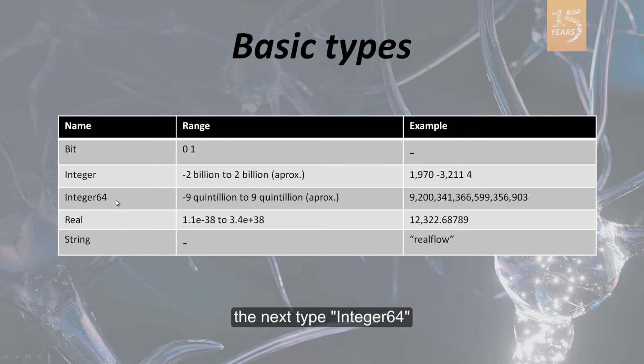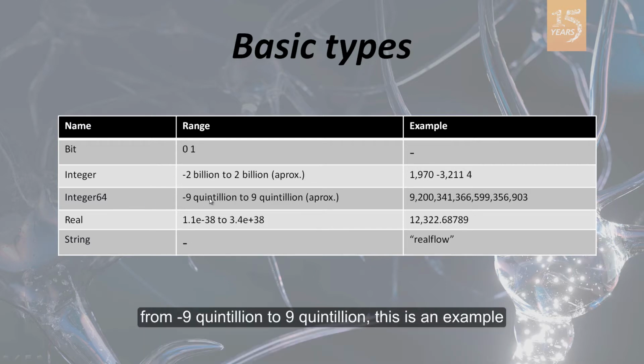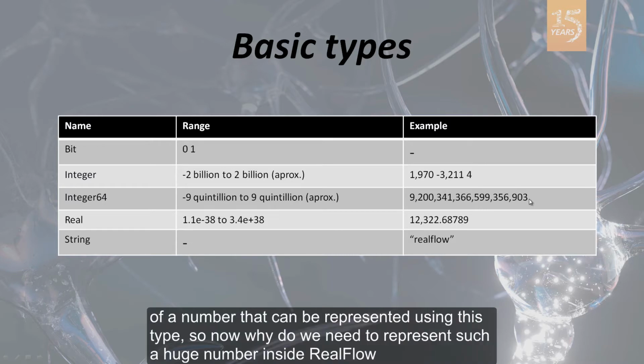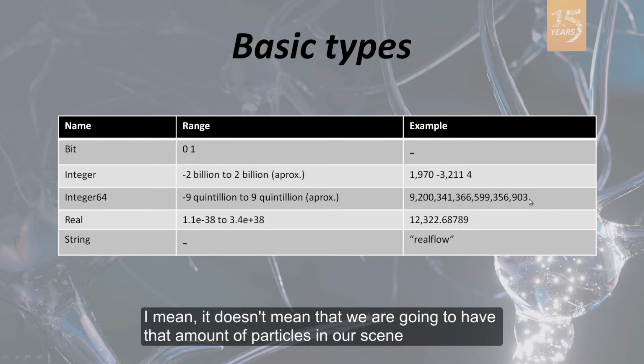The next type, integer 64, can be used to represent large integer numbers. You can see here the range is crazy, approximately from minus 9 quintillion to 9 quintillion. This is an example of a number that can be represented using this type. Now, why do we need to represent such a huge number inside RealFlow graphs? Well, the reason is mainly because of the ID of the particles. It doesn't mean that we are going to have that amount of particles in our scenes.